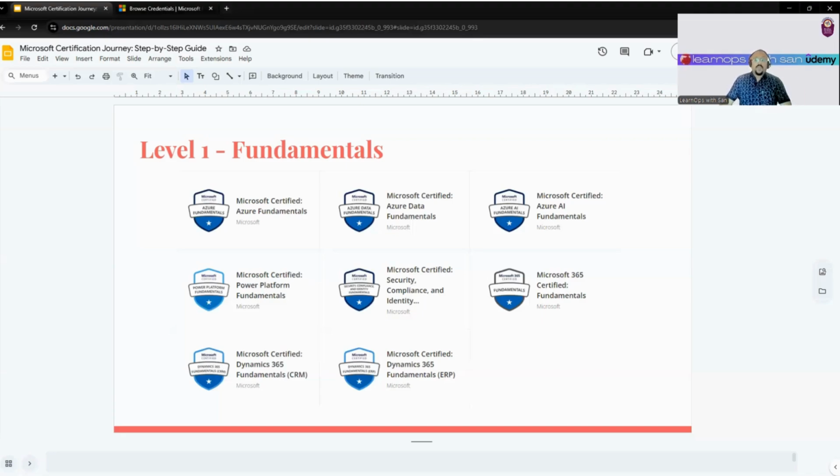The next one is Microsoft 365 Fundamentals, which we also call Microsoft MS. The exam code is MS-900. The focus area of this certification, Microsoft 365 Fundamentals, is Microsoft 365 services, the productivity tools it has, and also the security in and around it.